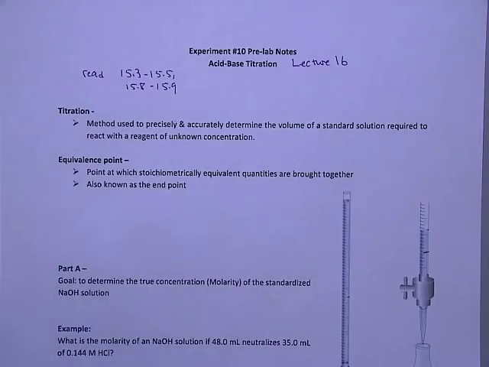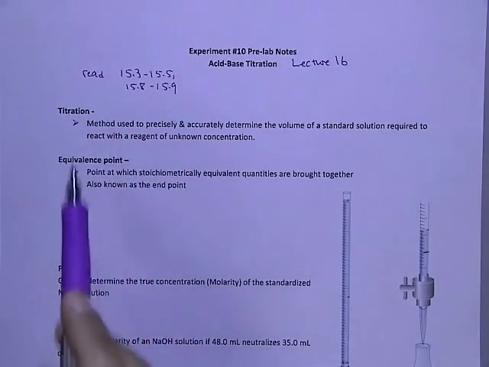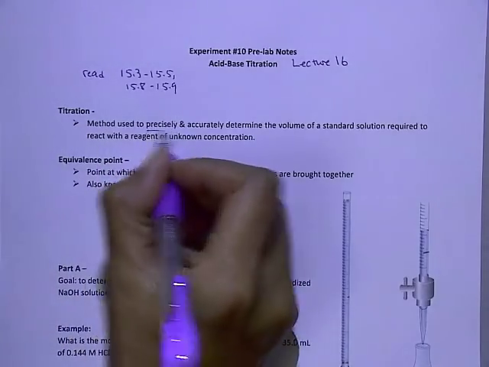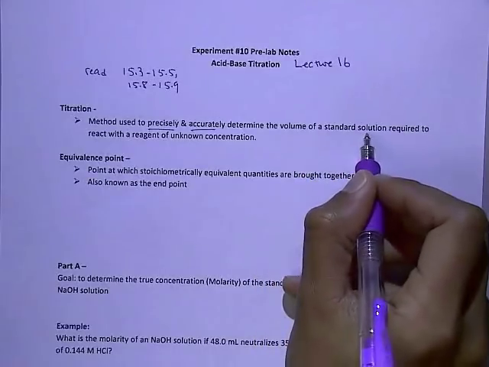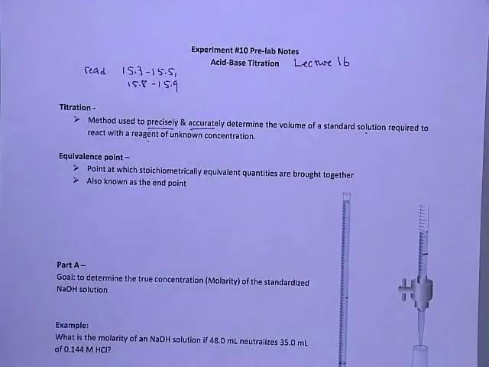So the lab will be held immediately after Thanksgiving on Monday the 28th and Tuesday the 29th, depending on your lab sections. Let's go over a few things that we've already kind of discussed in lecture. We mentioned in lecture that titration is basically a method that is used to precisely and accurately determine the volume of a standard solution required to react with a reagent of unknown concentration.